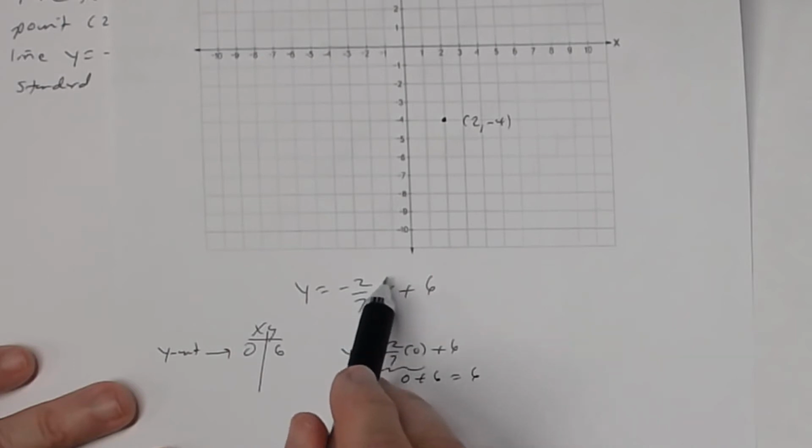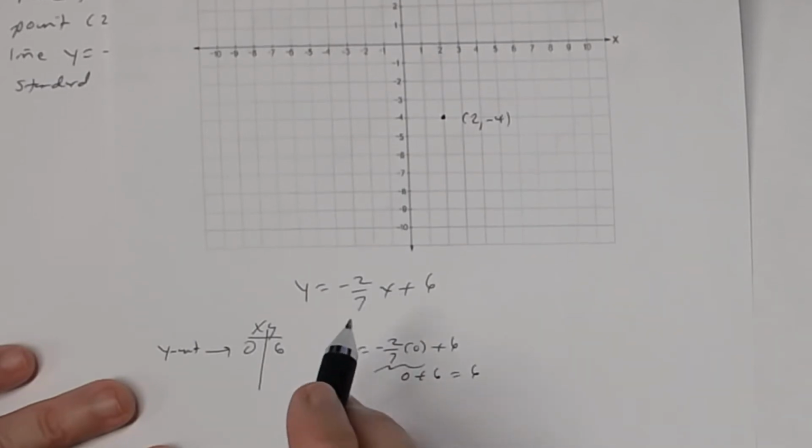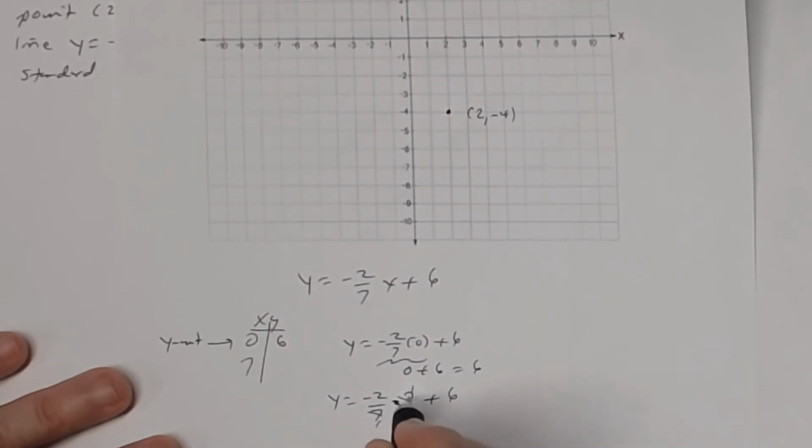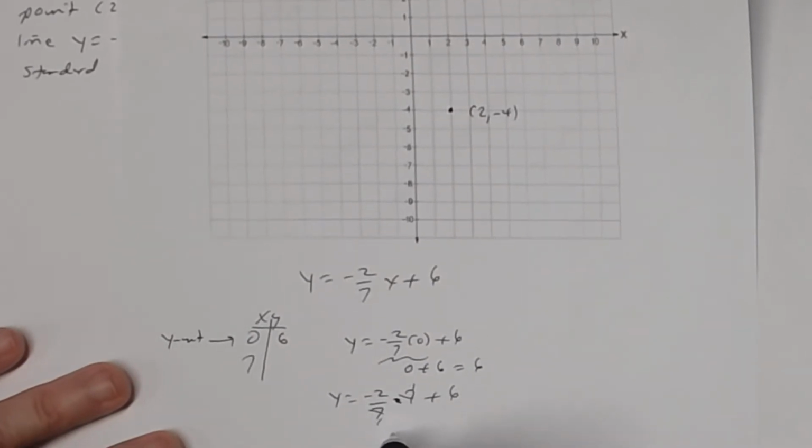21, so you want to use factors. You want to use numbers for x that have 7 as a factor, right? So if x is 7, I get y equals negative 2 sevenths times 7 plus 6. The 7's divide out, you get 1's in their place, so this is negative 2. Negative 2 plus 6 is 4.